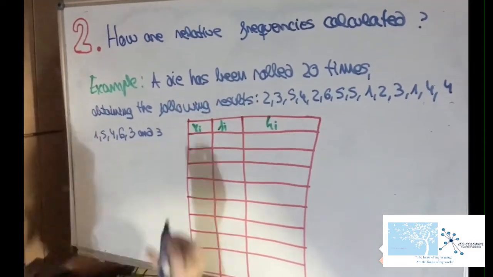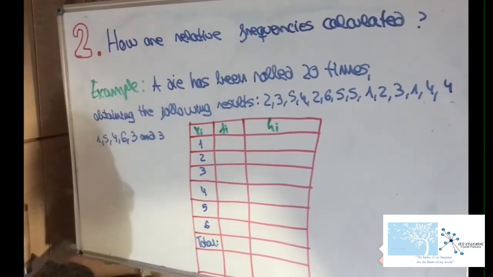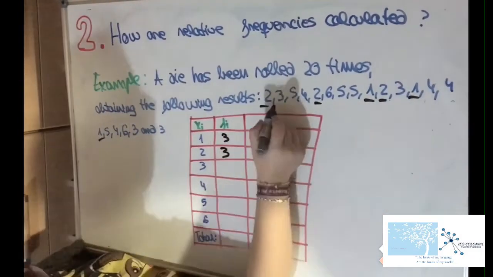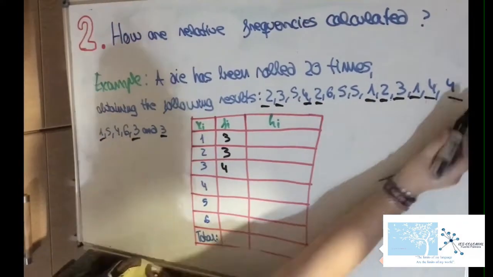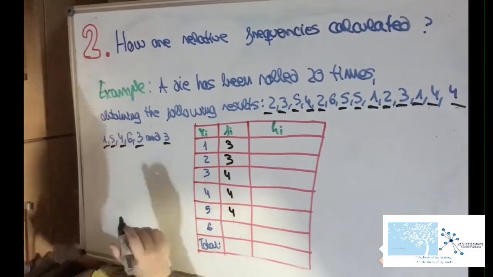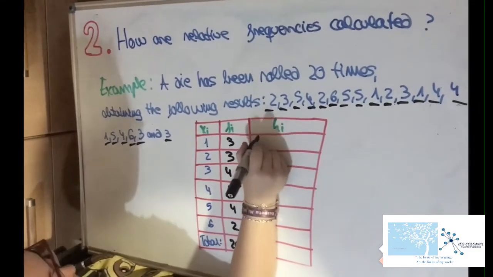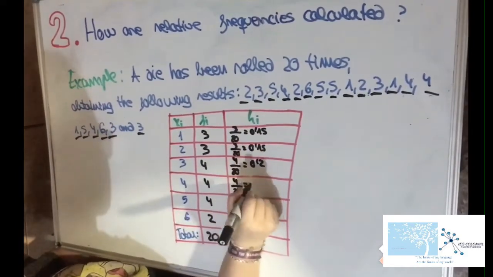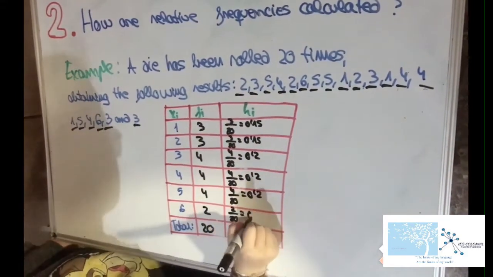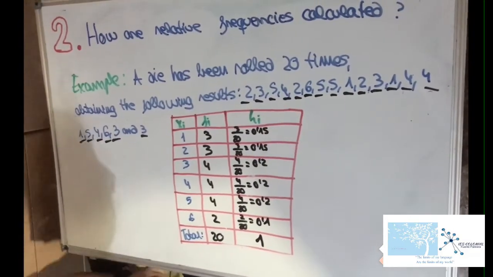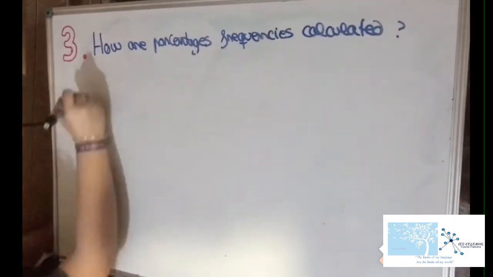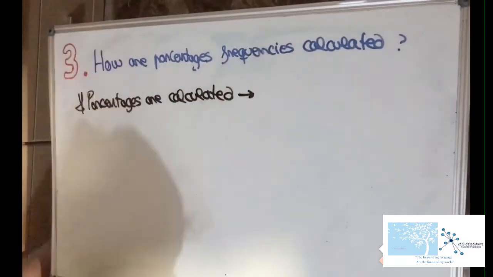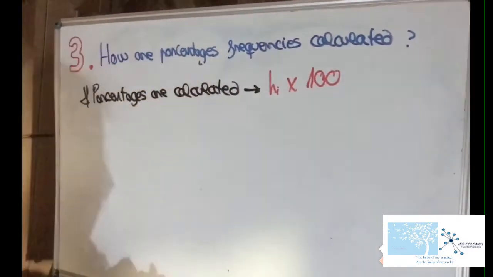First, we put the variables. Second, we put the absolute frequency. And finally, calculate relative frequency. In the total, the column of each hi always has to give 1 or approximately 1. How is percentage calculated? The percentage is calculated with this formula.